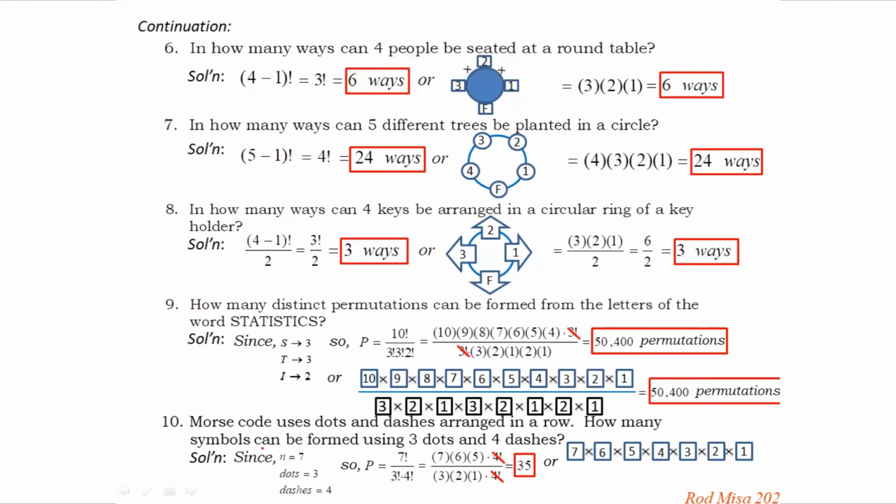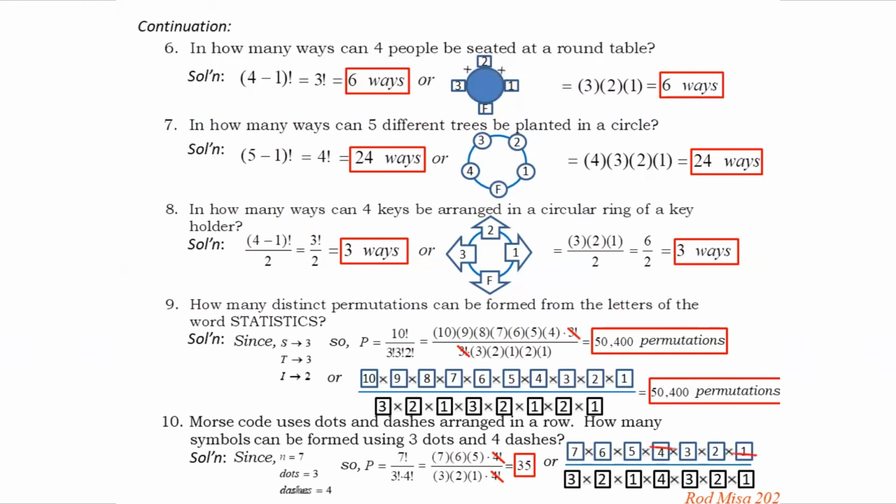But we know that the 3 dots are identical, so we need to remove the arrangements of the 3 dots which are non-noticeable for us because they are identical. So we need to divide this by 3 times 2 times 1. And then also we need to divide it by 4 factorial for the 4 dashes that we rearrange but cannot be noticed in the arrangement because they are identical.